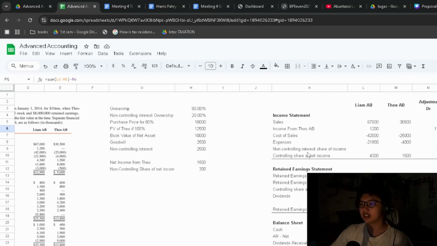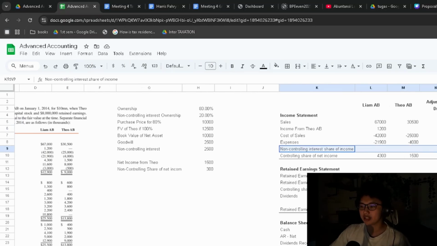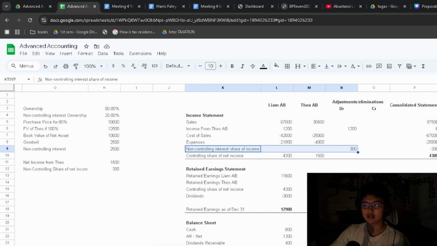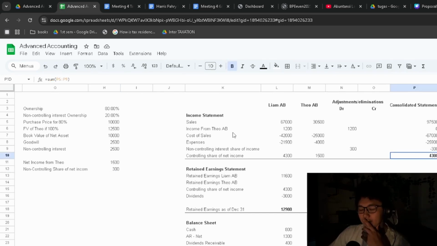As for the non-controlling interest share of income, I reduce it because I subject this to reduce the net income, because this is basically the share of income that us as the parent company don't have. It belongs to the non-controlling interest share income, and 300 here is obtained from the calculation here. So that's why it was important in the first place. We got this for the income statement.